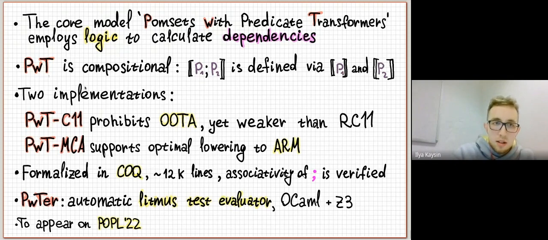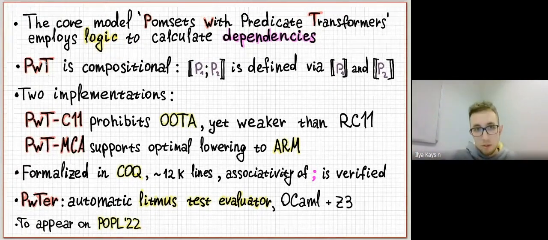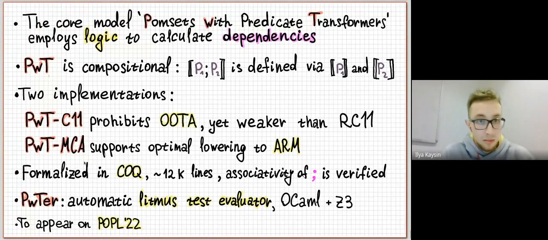And this is, so to say, a core model that has two real, quote-unquote, implementations. The first one is PWT-C11, which is a model for the C programming language, and it forbids so-called out-of-thin-air behaviors, but at the same moment it allows some compiler optimizations. And another implementation is called PWT-MCA, which is designed for multi-copy atomic systems. And it supports an optimal compilation to ARM.